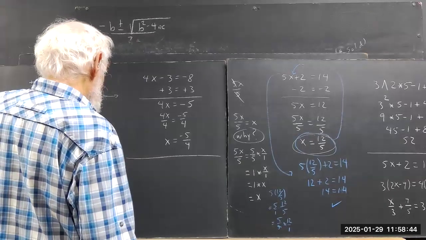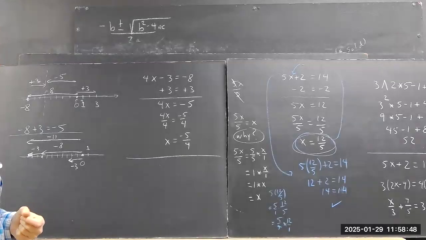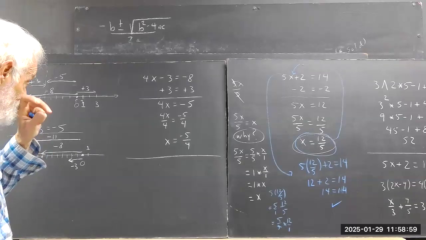But I tell you what, it'll probably be right, but don't ever trust it. It might tell you that negative 8 plus 3 is 42. Sometimes it makes up numbers.